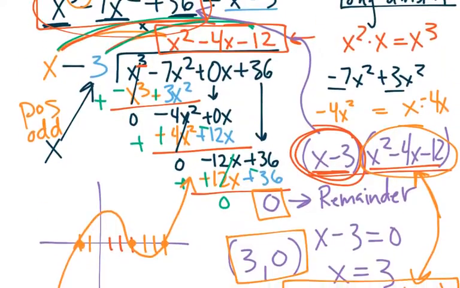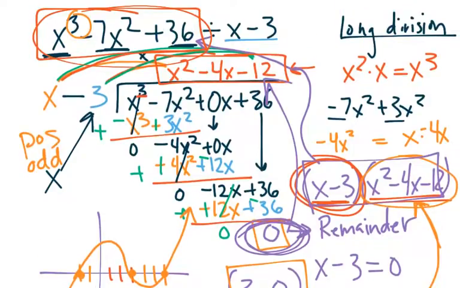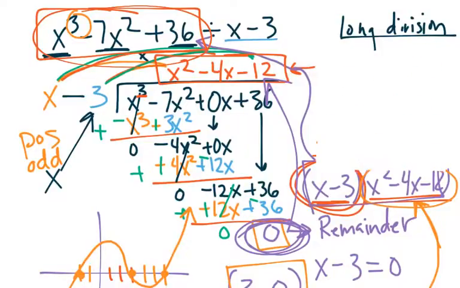But for right now, we're just concerned about finding out if our remainder is 0 or a number, and knowing what those factors would then be, right? These guys. Okay? But that's long division. Now, I made a big mess of this, didn't I? Let me show you synthetic division here.